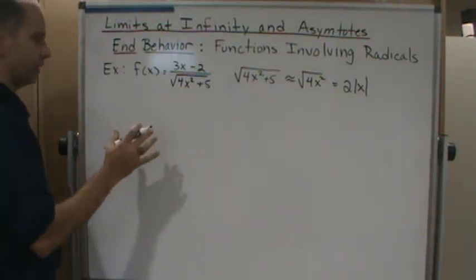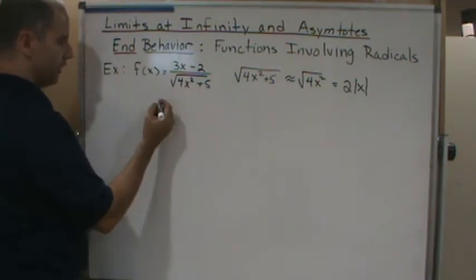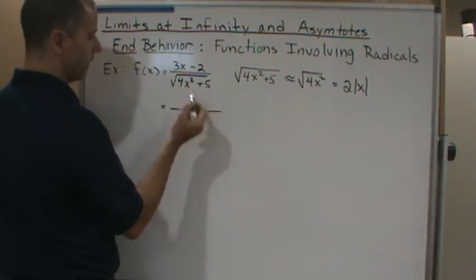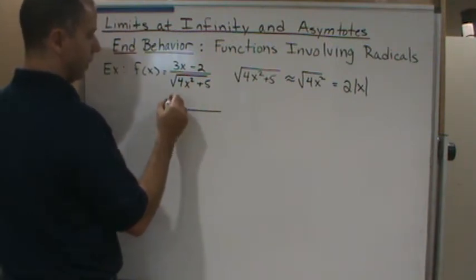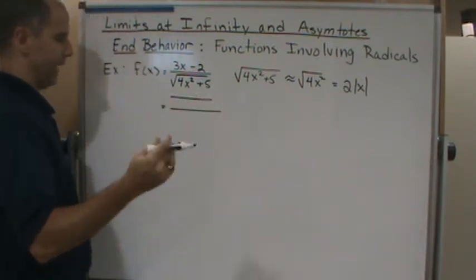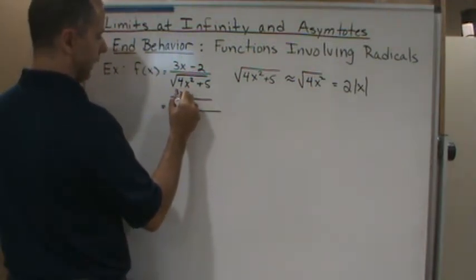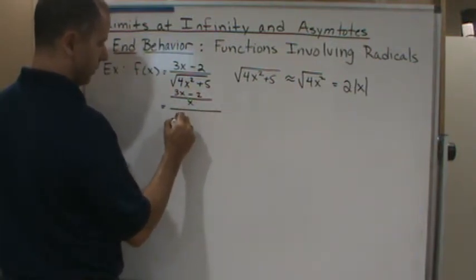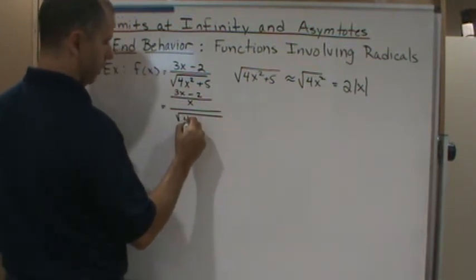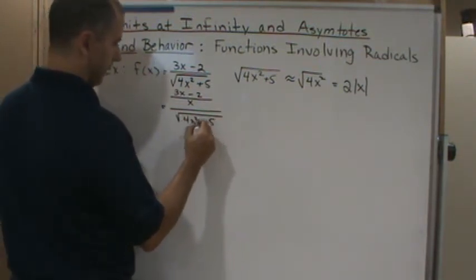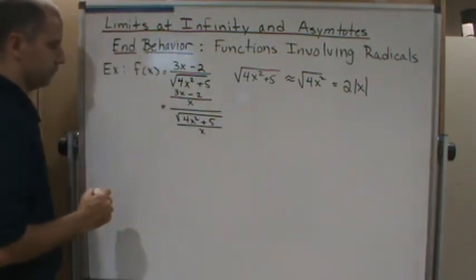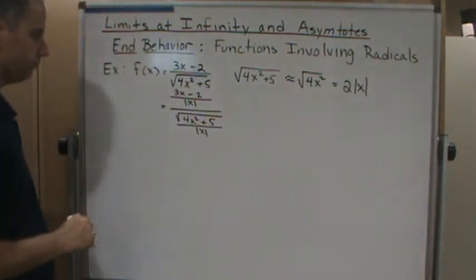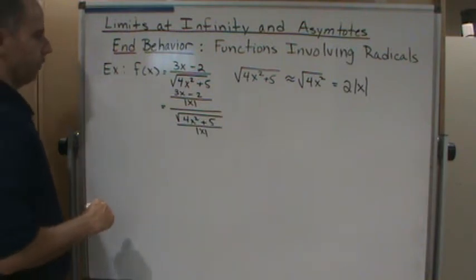Okay, so now here's the thing. If I do that, what happens to this? Well, let's just do that. So if I divide the top and the bottom by x, okay? So I get 3x minus 2 divided by x, and then I get 4x squared plus 5 divided by x. Now, if you wanted to put the absolute value of x here, that's fine. Okay? So now what happens?